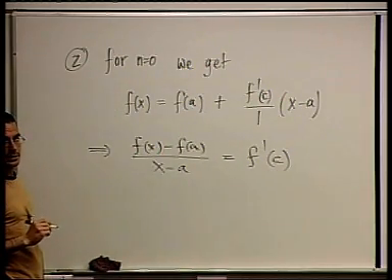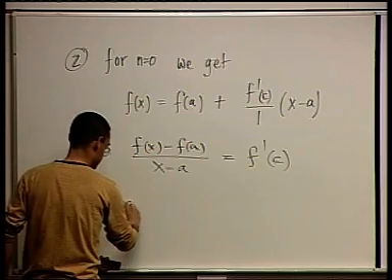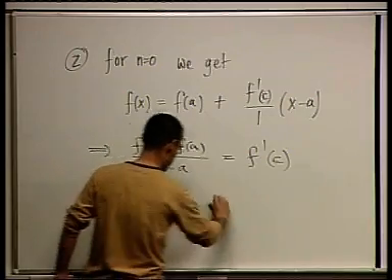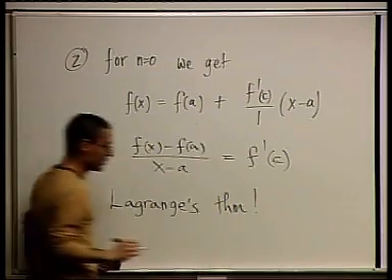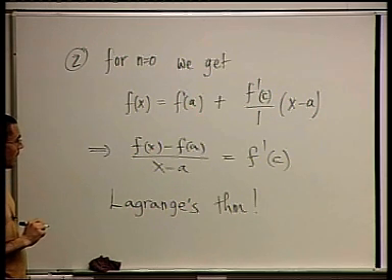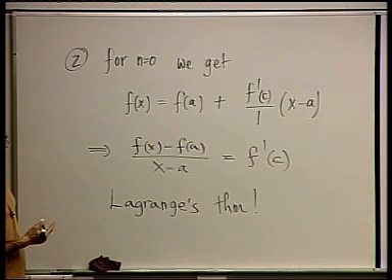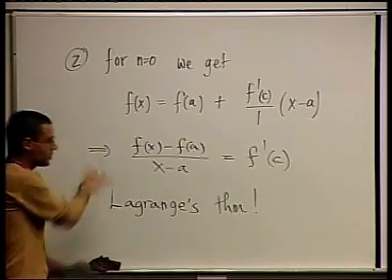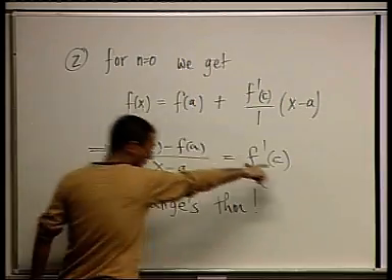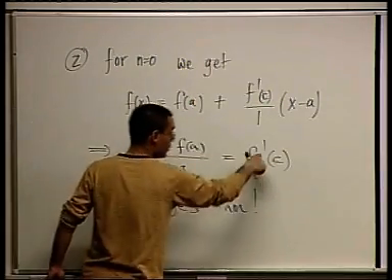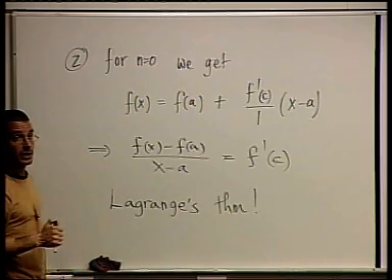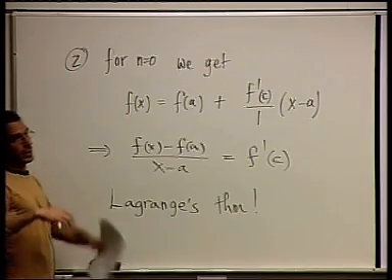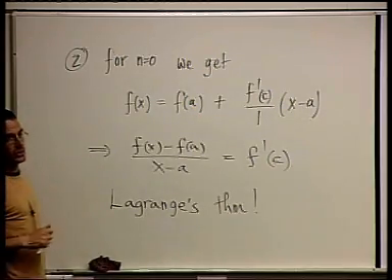What did we just get? Lagrange's theorem. Right? So for n equals 0, Taylor's theorem collapses to just being Lagrange's theorem. There exists a point between x and a such that the derivative at that point equals precisely this. Do you see that? So Taylor's theorem, in this sense, is a big generalization of Lagrange's theorem.